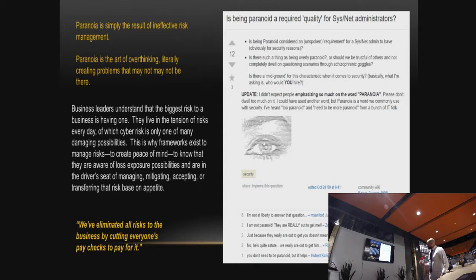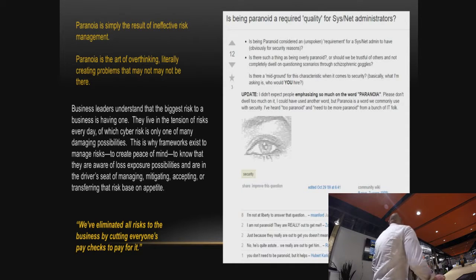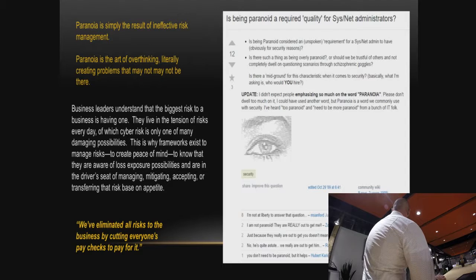Is being paranoid really required as a sysadmin, net administrator, security person in general? We've got a nice little argument. I'm not at liberty to answer that question. I'm not paranoid. They really are out to get me. Just because they really are out to get you doesn't mean that you're not paranoid. No, he's quite astute. We really are out to get him. You don't need to be paranoid, but it helps.